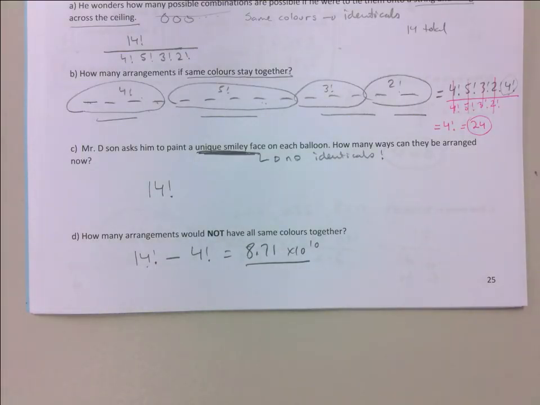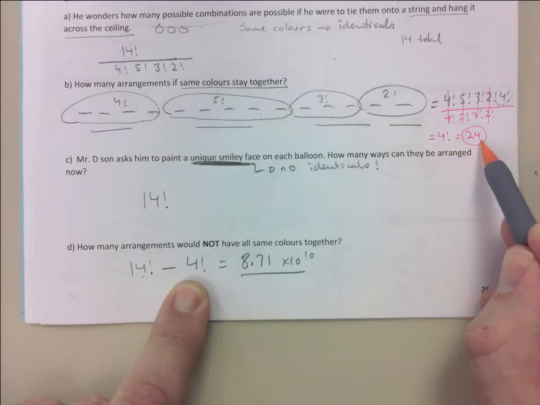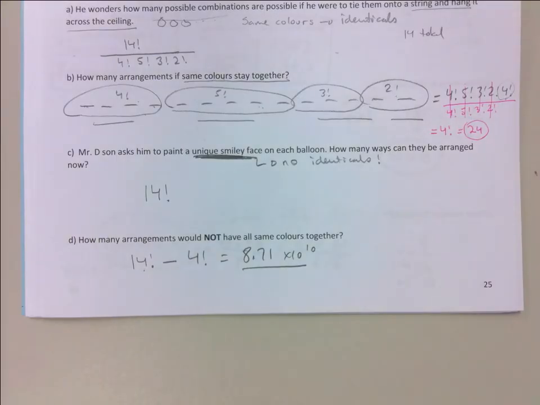I'll post the key. The key is actually, I think I already posted it. If not, it's going to come up. The 4 comes from here. You could have used 24.